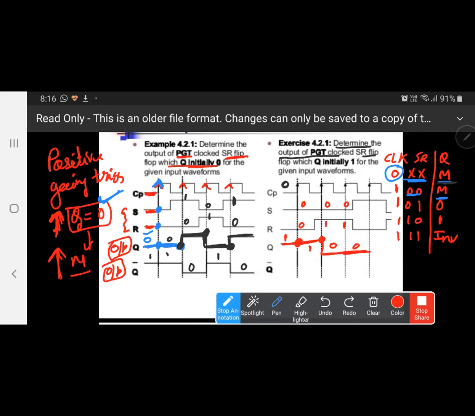Now here again the result changes. So you can see S is 1, R is 0. So now it should be 1, it will be set. Clear or not? Yes, clear. Q bar you can draw. It is the complement. So 1 1 1 means 0, and 0 0 means 1. And this is Q bar.